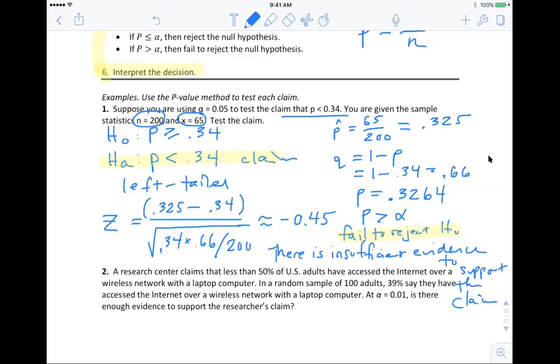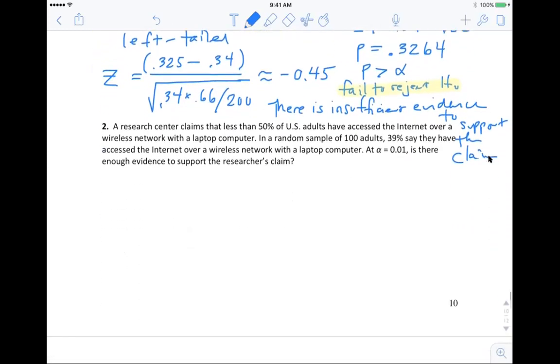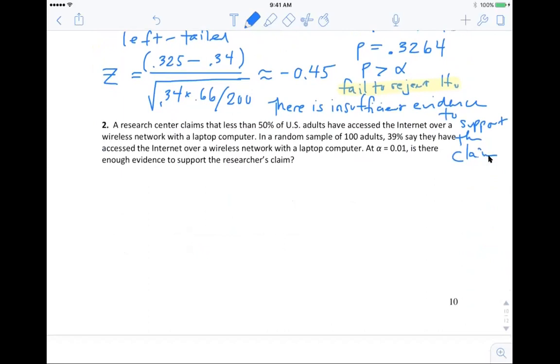All right, let's try one more on this video, and then we'll stop there for now. But here we have a researcher claims at less than 50%. There's your claim right there. So I can just start right in, H0, HA, p less than. It's always good to convert those percentages to decimals. There's the claim. Percentage is less than 50%. All right. So H sub 0 greater than or equal to 50%. So it looks like we got another left-tailed test.